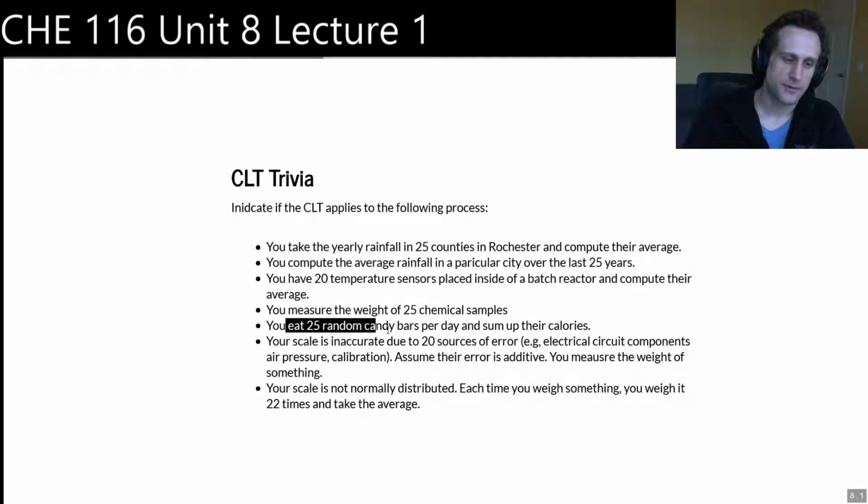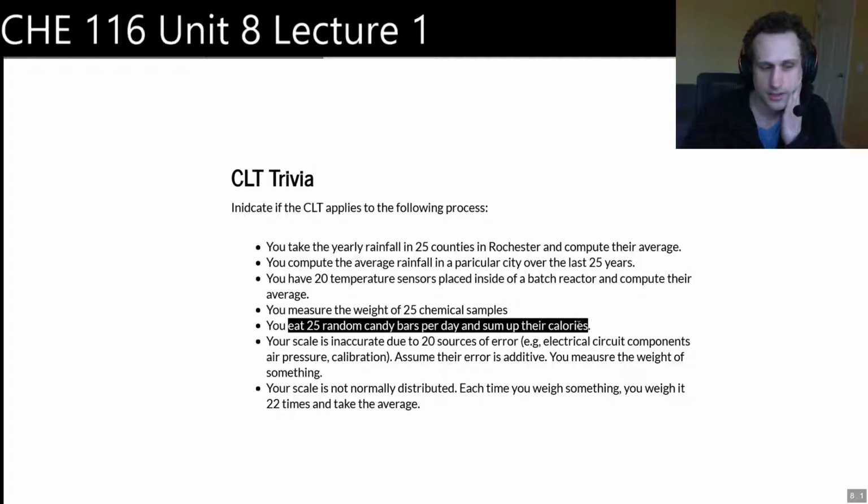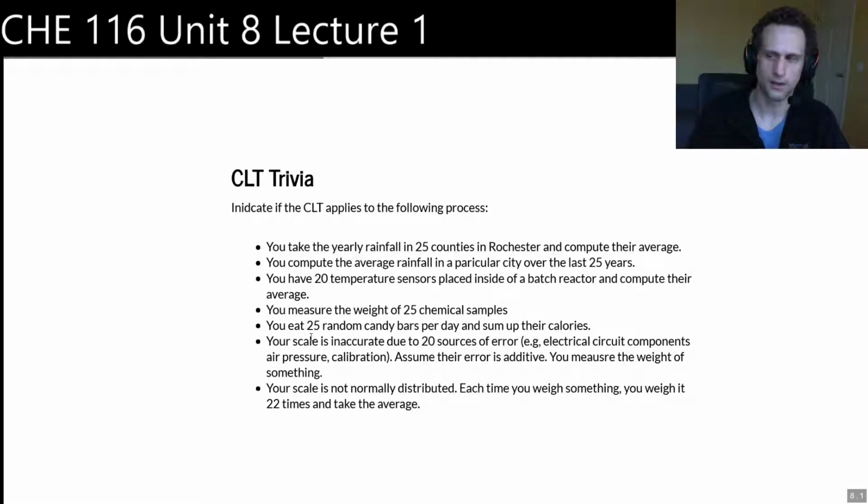You eat 25 random candy bars per day and sum up their calories. So we're not taking an average here, but we are doing a sum, so it still applies. So the number of calories you eat per day would be normally distributed. It would be horrendous, and I don't recommend doing it, but it would be normal. But I mean, normally distributed would not be normal. This is not normal behavior.